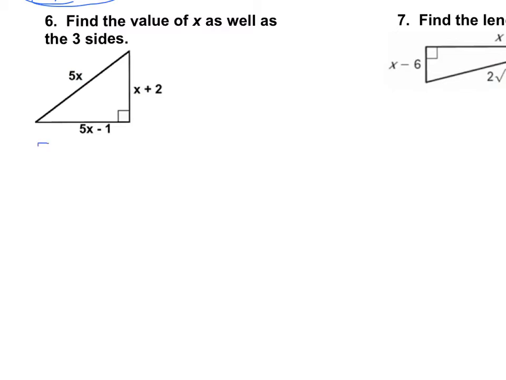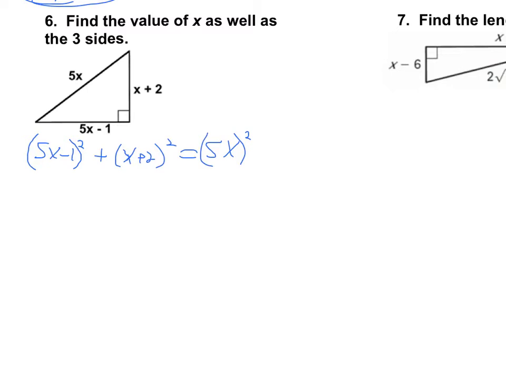One of the sides is 5x minus 1, and I need to square that. If I just put a squared sign there, that's not really squaring it. That's only squaring the 1. So if I want to square it, I need to write it like this. And then we'll add that to the other side squared. And then that's going to equal 5x squared. Same thing here. If you just do that, you're only squaring the x. We want to square the whole thing.